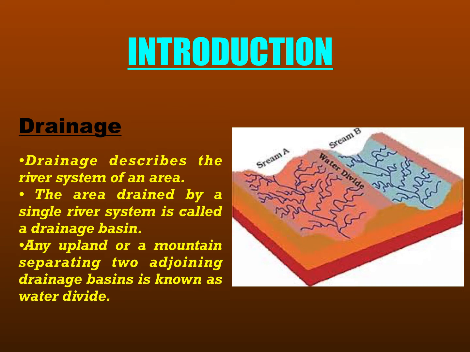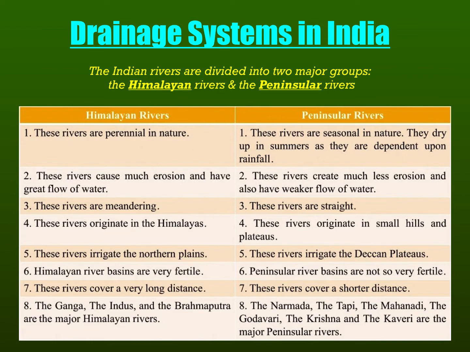So in the adjacent figure, you can see that there are two water basins, river basins. One is stream A, second is stream B, and the highland between those stream A and stream B is acting as a water divide. For example, the water divide between Narmada and Tapi is nothing but Satpura mountain, because it divides both river basins. The drainage systems in India.